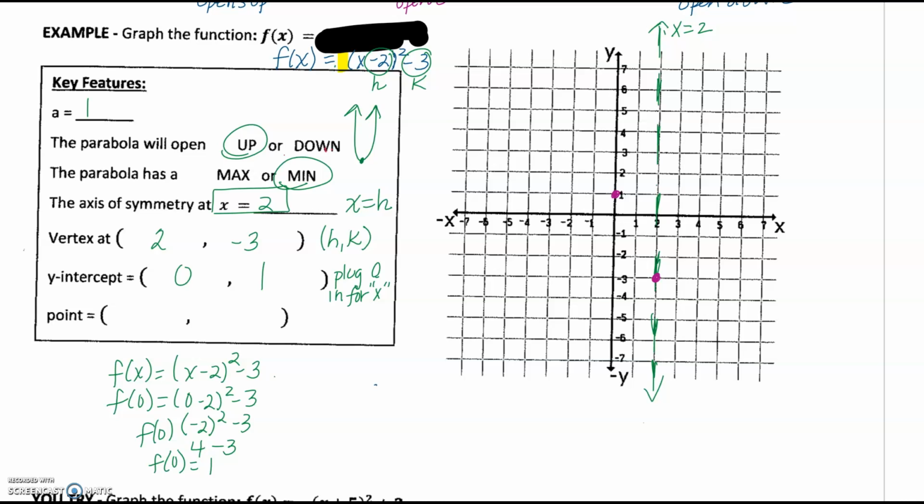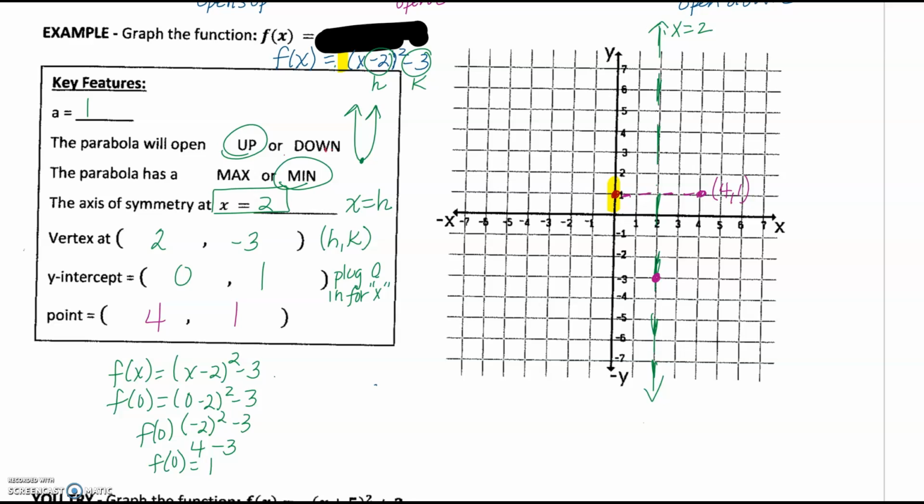Now, how did we find that third point when we were doing standard form? Well, we looked at where it's hitting this point here. And if we look, we're going 2 to the left. This is 1, 2 to the left from the axis of symmetry. So I'm going to go 2 to the right, and I'm going to make a point. What is that point? It's 4, 1. So our other point that we have now is 4, 1.